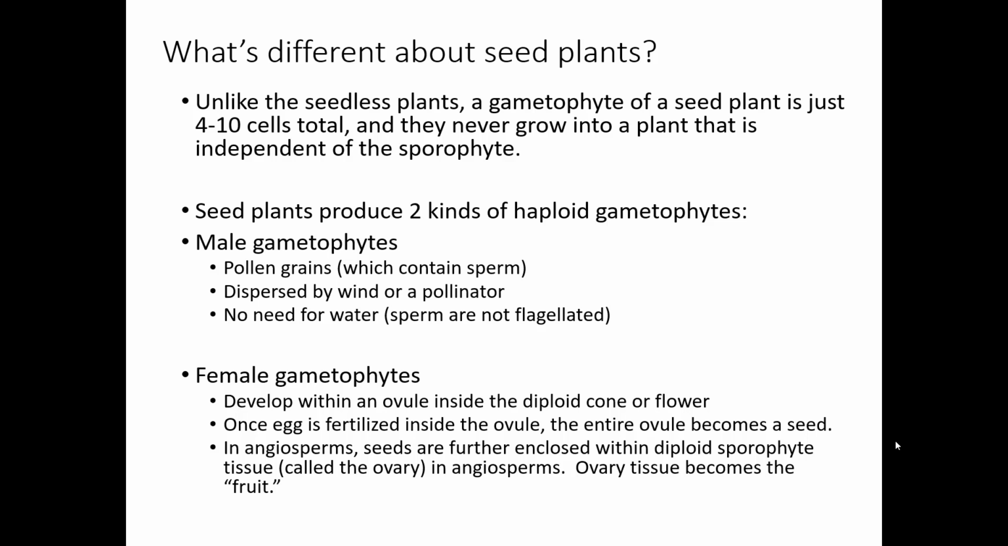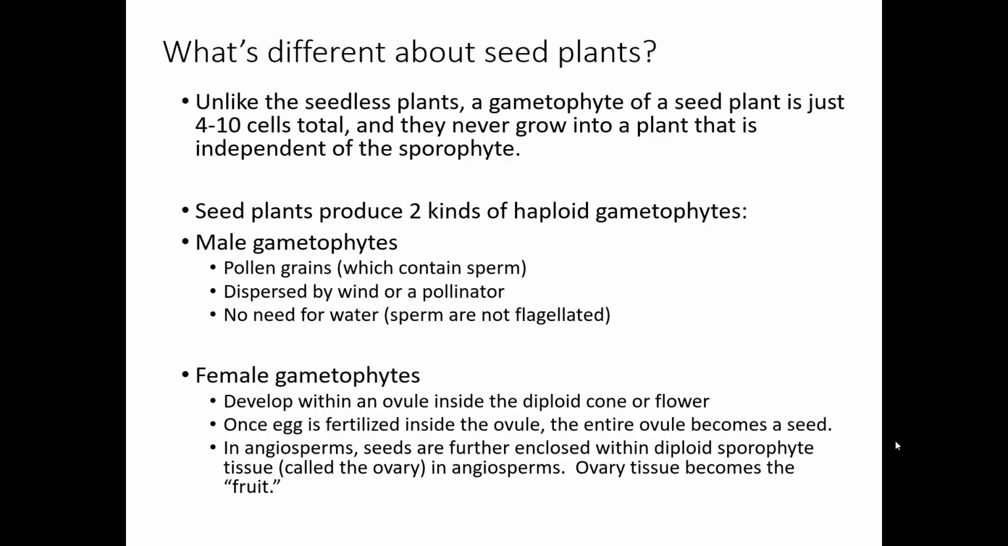Now the gametophyte of a seed plant is quite small, just roughly 4 to 10 cells total for the whole gametophyte. We still refer to it as a plant, but it's really just a small group of cells. And it's never going to be separate or independent from the sporophyte plant. It's always going to be inside of the sporophyte plant.